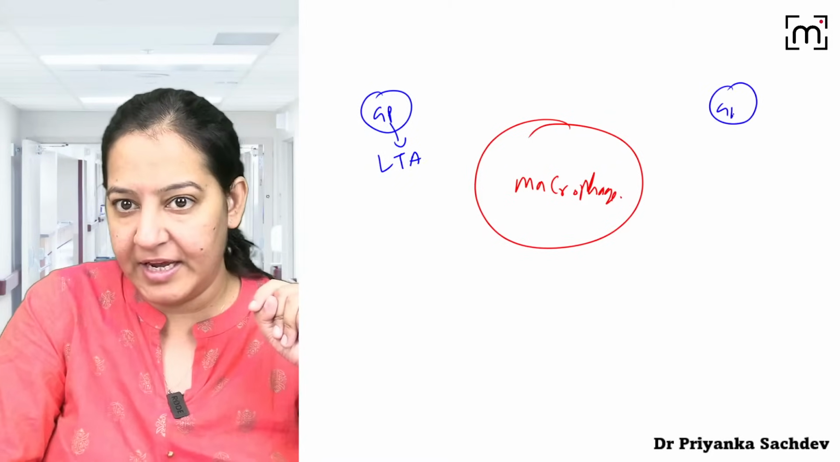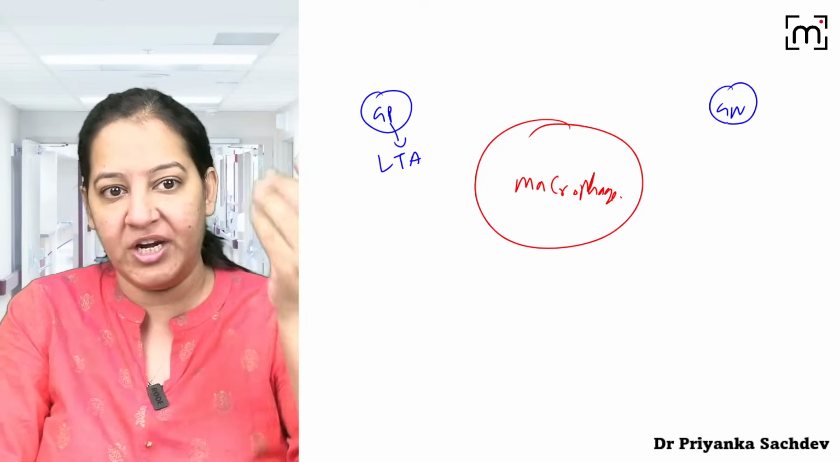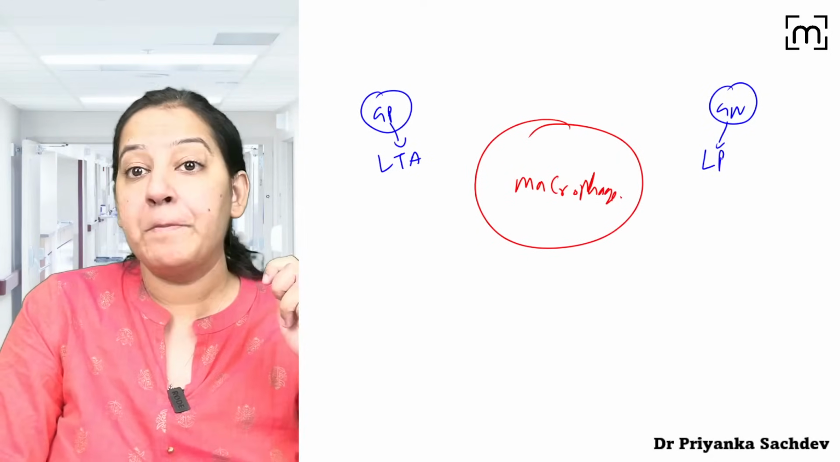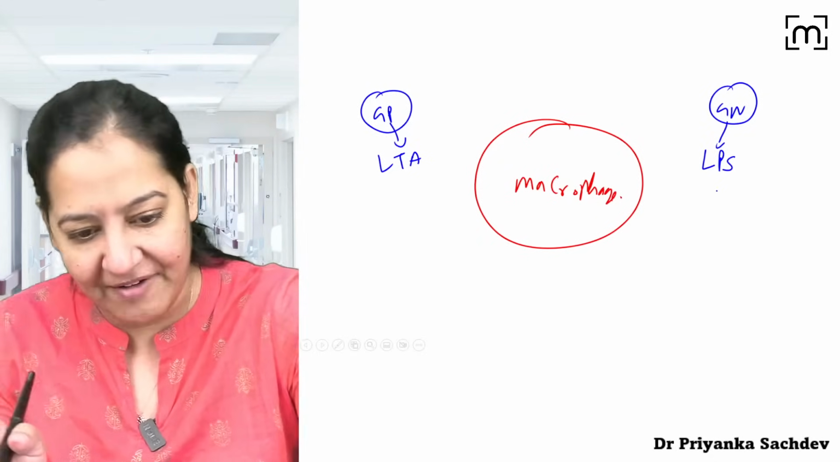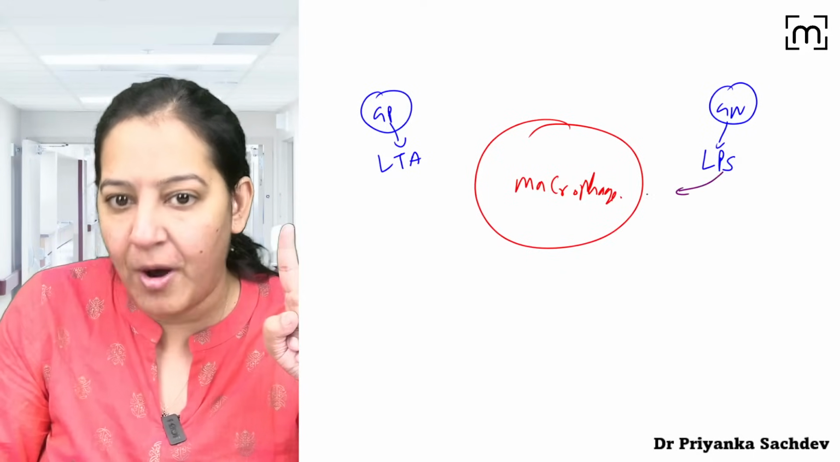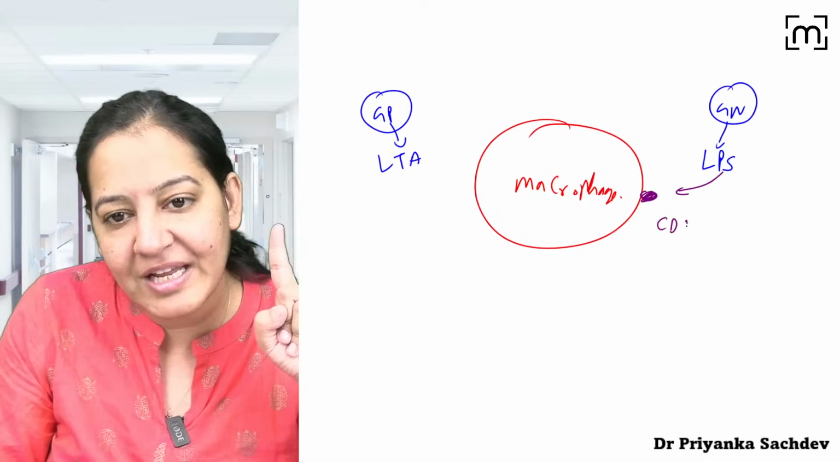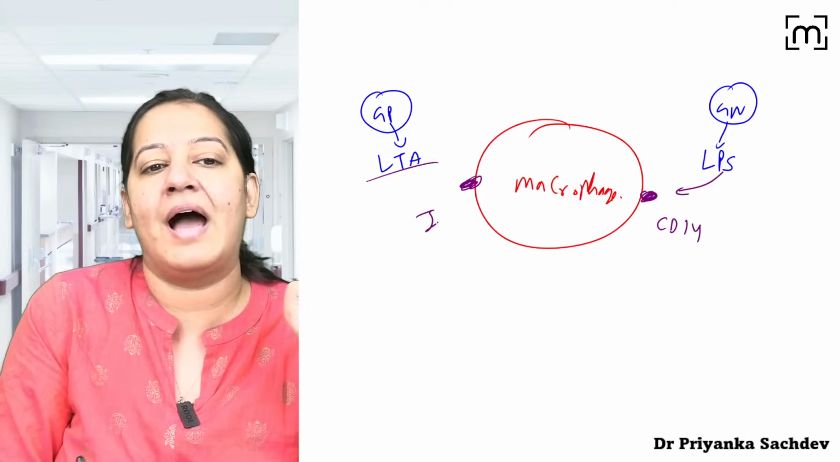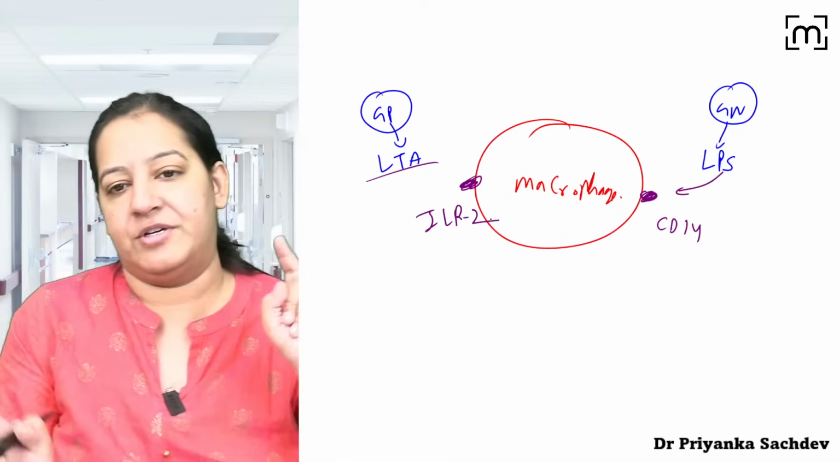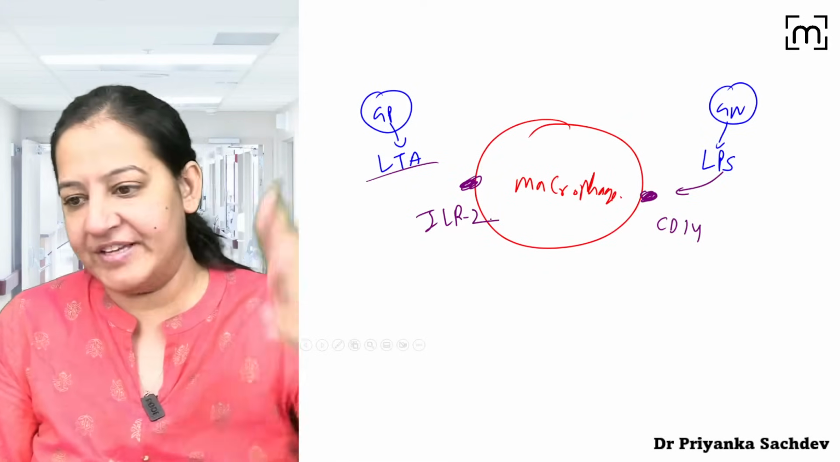And this is gram-negative bacteria. On lysis, on rupturing, it produces lipopolysaccharide, which is endotoxin. So I am saying that the macrophage has receptors for both. This lipopolysaccharide binds on the CD14 receptor of the macrophage, and lipoteichoic acid binds on the IL-R2 receptor on the macrophage. So ultimately the macrophage is activated.